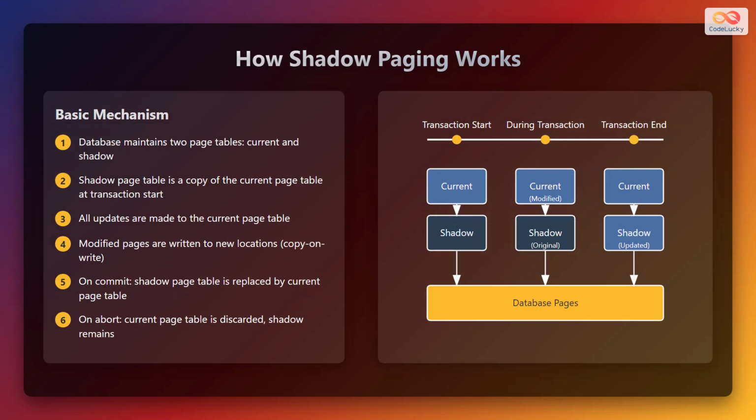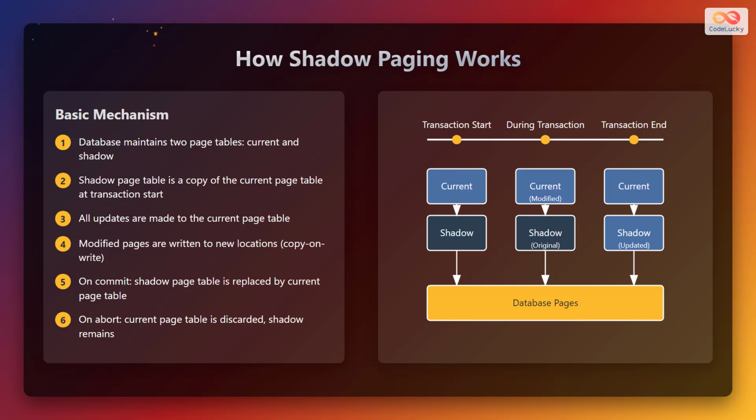Let us explore the basic mechanism of how shadow paging works. First, the database maintains two page tables, a current page table and a shadow page table. The shadow page table is a copy of the current page table at the start of a transaction. All updates are made to the current page table. Modified pages are written to new locations using a technique called copy on write.